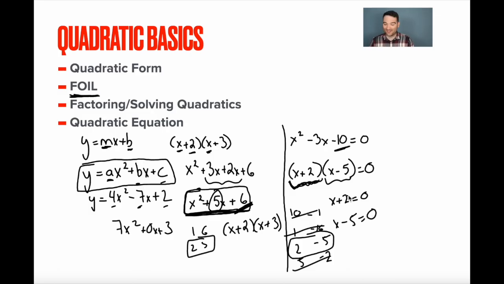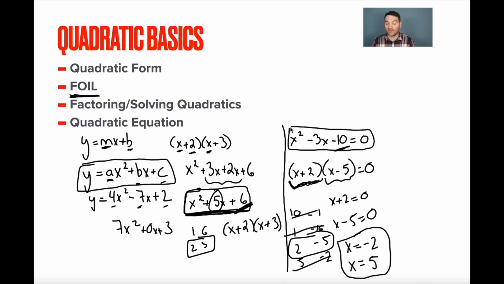And if x plus 2 equals 0, then x equals negative 2. And if x minus 5 equals 0, then x equals positive 5. So the two solutions to this quadratic equation that I have right here are negative 2 and positive 5. Okay, I realize this is a little bit clunky, and it takes a little bit of practice to get used to. But it's an important skill to have, being able to go in both directions, being able to go from this, x plus 2 times x plus 3, to the expanded form, and backwards again.